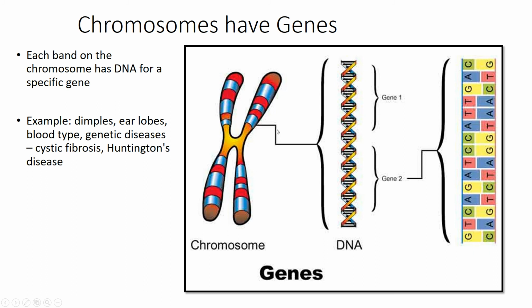So chromosomes have genes. So here is a chromosome. And whenever we look at these, sometimes they have these bands on them. What those pictures are showing is that chromosomes have different genes. So this is a segment of DNA.